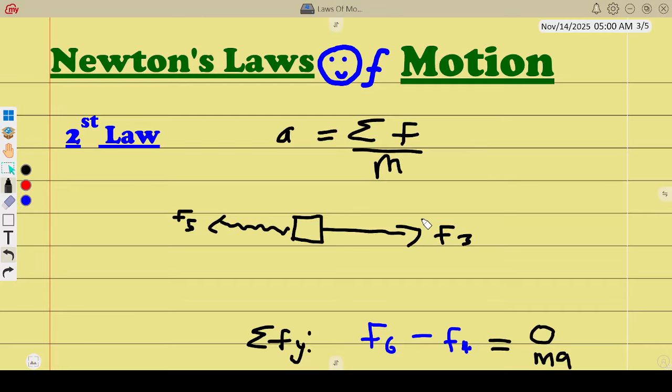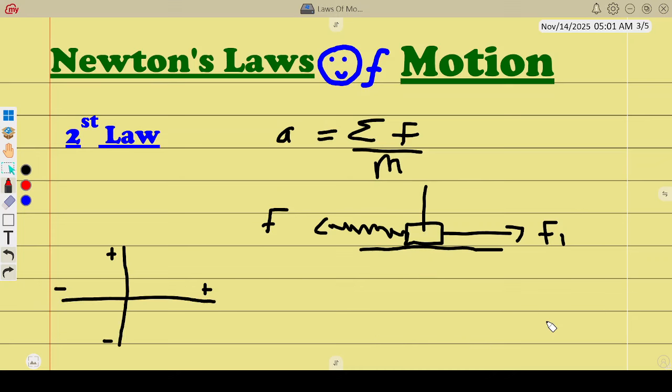Yeah, so if there's motion, if there's movement, and we want to add, we're going to say summation of forces in the x. Remember, this is the x-axis. So you write force 3, it is positive, minus force 5, which is here. So you equate this to ma, because they have said it is moving. If it is not moving, we equate to 0. Yeah, so write that in your book.